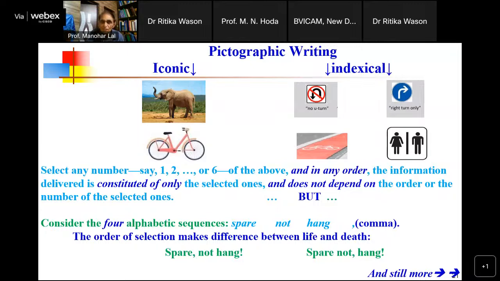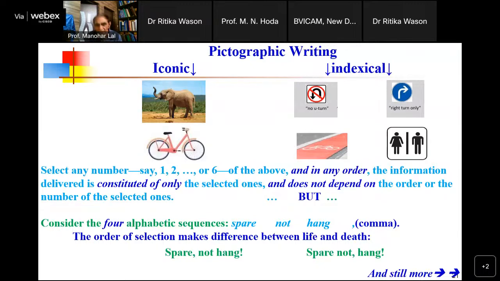But friends, look at the last few lines of the slide. Now consider alphabetic. I emphasize alphabetic. We have four words. One is spare, second is not, third is hang, and fourth is comma. As I mentioned in the case of pictography, if you add any new symbol, the only meaning added is that of the new symbol. But here, just by changing the order, it becomes a question of life and death. In the first one, the comma is placed after the first word, and in the second one, the comma is placed after the second. The first says spare, not hang. The second says spare not, hang. That is, by changing the place of the comma the meaning changes completely, whereas that does not happen if you select the above pictographic, iconic and indexical signs. So that is the beauty, that is the significance of alphabetic writing.